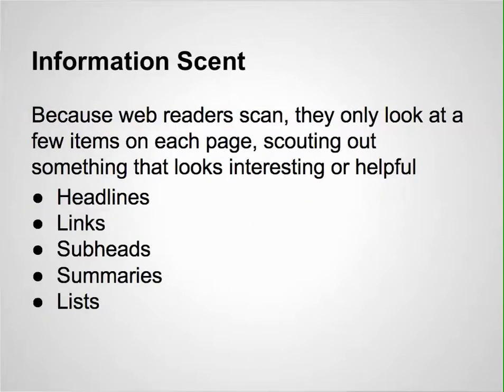And what we can gather from this is that we want to create what's called an information scent. Because web readers are scanning, they're only looking at a few items on every page. They're not actually reading. They're just looking for pieces of information that jump out at them. So they're scouting the page for something that looks interesting or helpful. So they're going to see headlines, links, subheads, summaries, lists. They're going to see things that jump out that are visually different, or because they're larger, more prominent, more contrasting in type or color. And you want to use those to create the information scent.